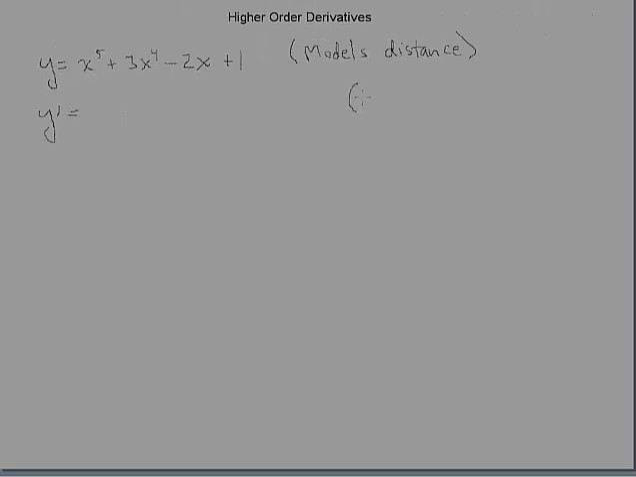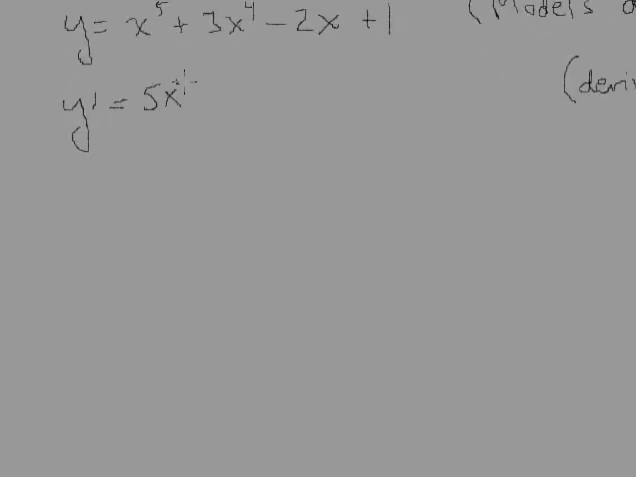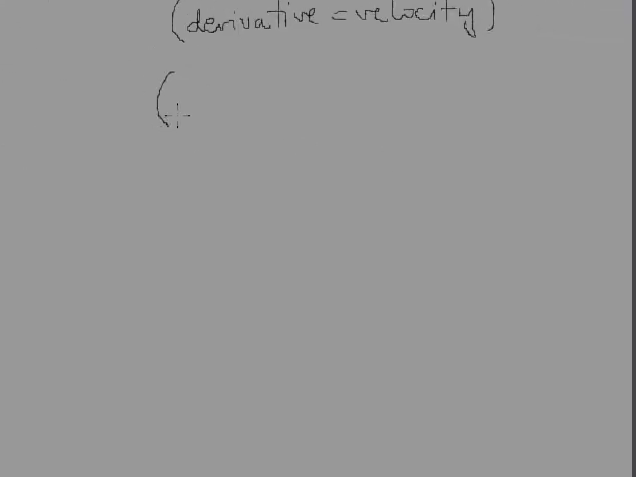And the derivative in this case, the first derivative, has a physical interpretation. In this context, since we're talking about distance, the derivative of distance is velocity. So if we wanted to find the velocity equation, we would simply take the derivative of the distance equation. So we have 5x to the fourth plus 12x to the third power minus 2. Now let's say we wanted to find the acceleration.